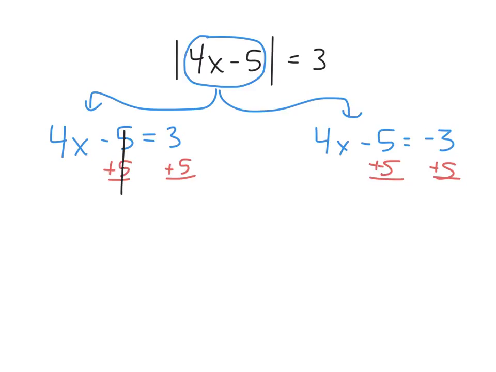We're isolating x in both cases. Here we get 4x equals 8. And over here, 4x equals 2. Ooh, that could be interesting. Let's divide by 4 everywhere.